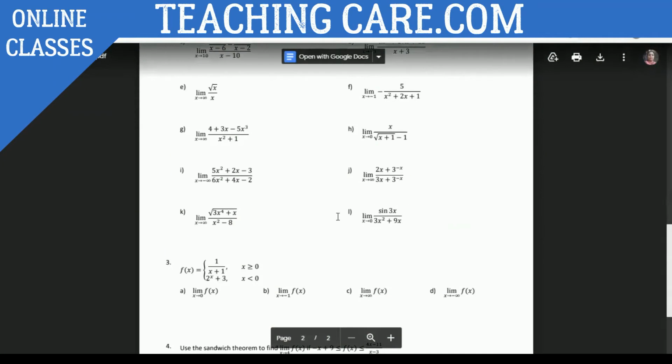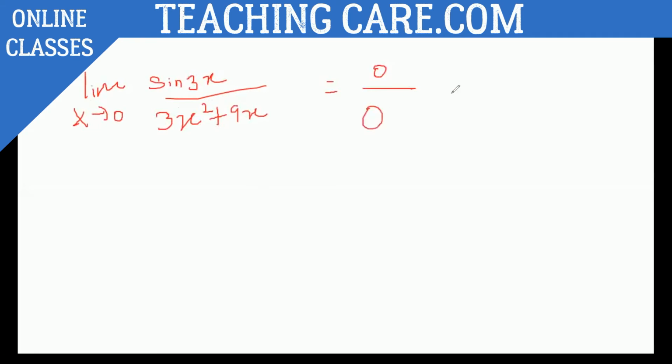I'll show you this is what the L'Hospital's rule is. I'll write it on the whiteboard. In future, if it is needed, you can use this one. Limit as x approaches 0 of sine 3x divided by 3x squared plus 9. When I apply the limit here, sine 0 is 0 and this one also becomes 0. If it is coming in 0 by 0 form, you can use L'Hospital's rule.